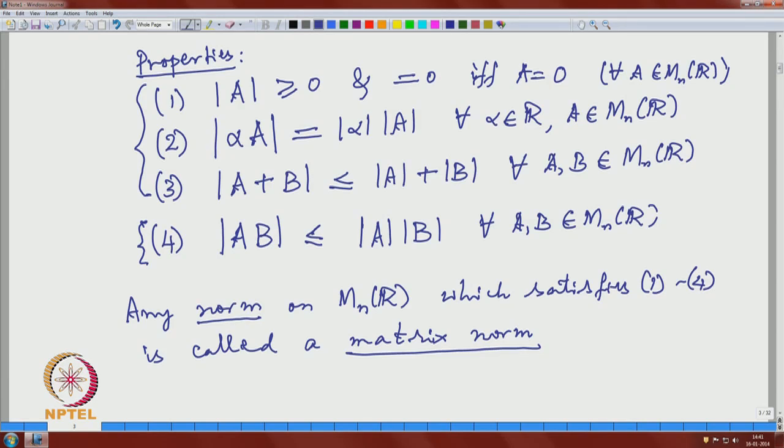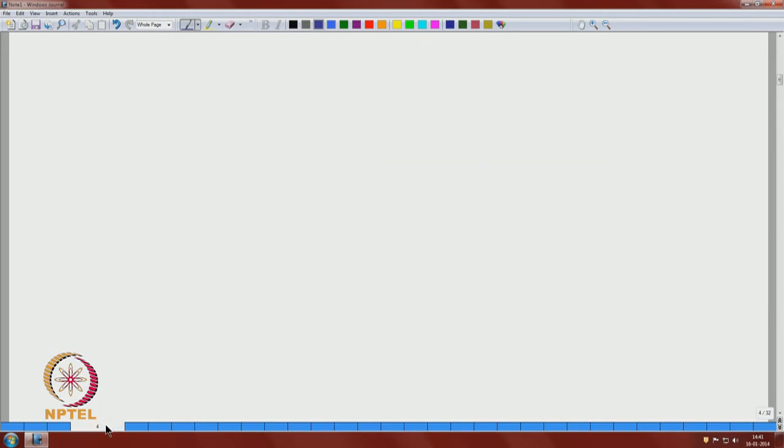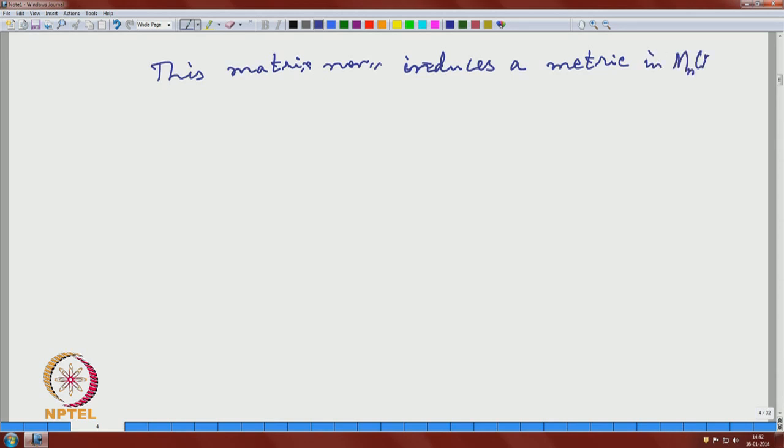Okay. So, with this, we can now define that this matrix norm induces a metric in M_n(R). I have to define the distance between two matrices, and this is the definition: d(A, B) is the norm of A minus B, for all A, B in M_n(R).